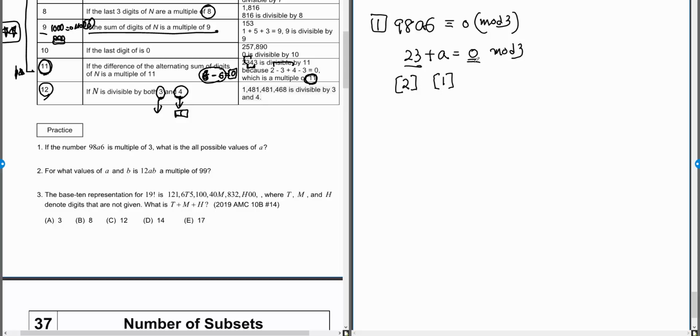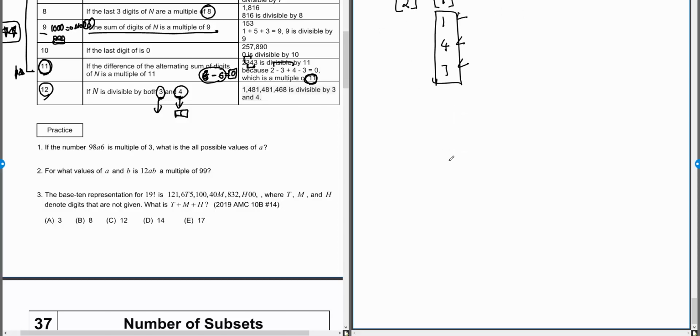So we find the number that when divided by 3 leaves remainder 1. That is 1, 4, and 7. That's all, because A is only a digit from 1 to 9. So there are 3 possible numbers. Now the next one, number 2.